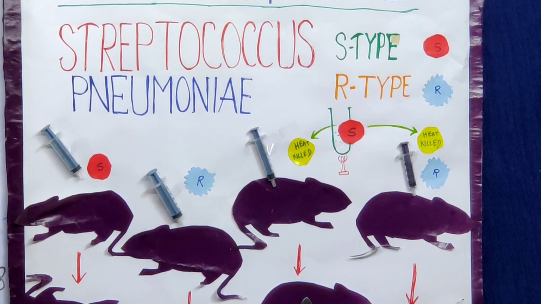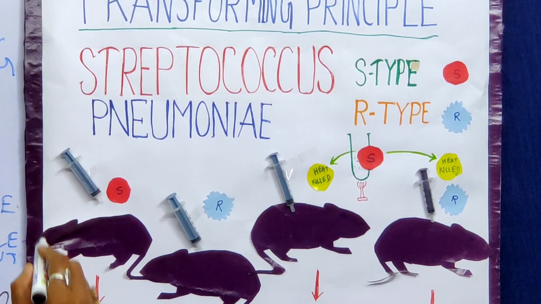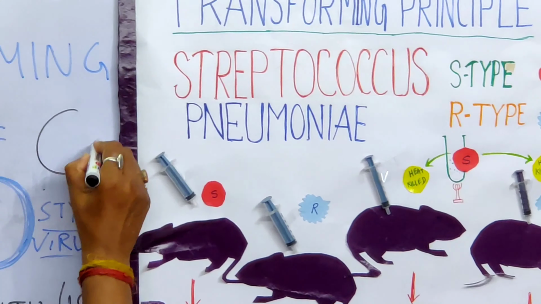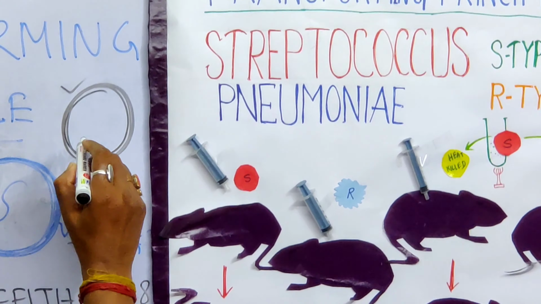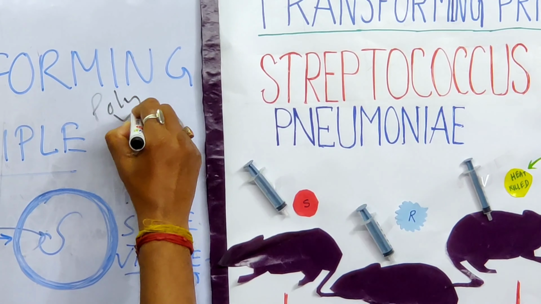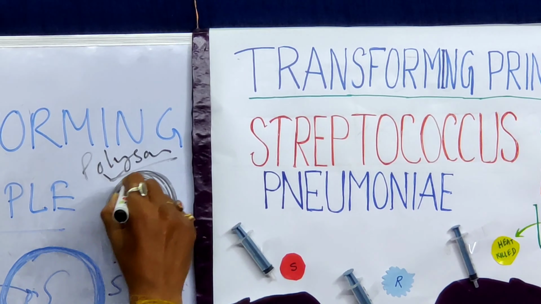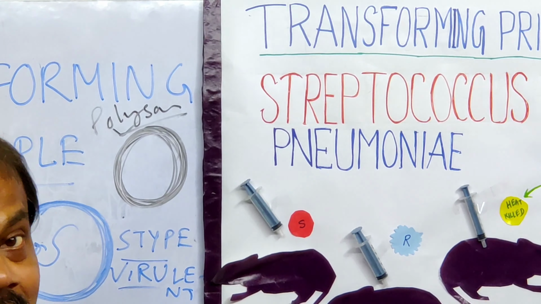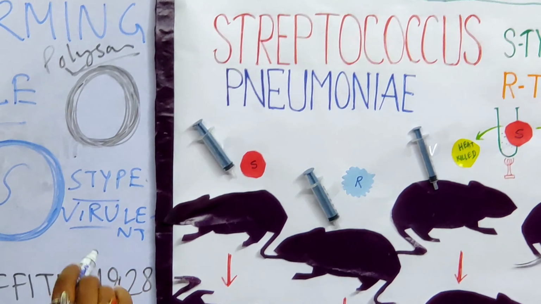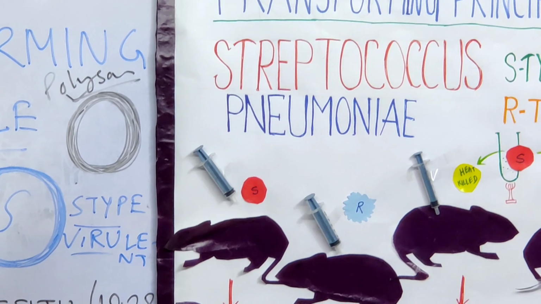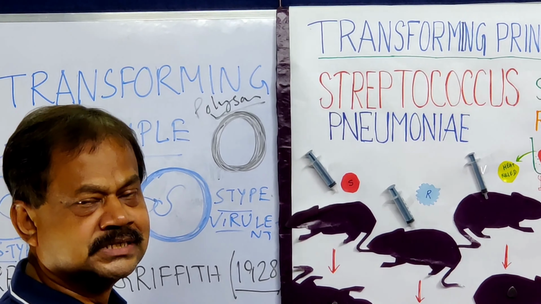So what is the main difference between S and R? In S, there is an outside covering, that is why it is called smooth. It is polysaccharide. One polysaccharide covers it, which makes a capsule or covering, that's why it is smooth, called S type. And in the case of R type, this polysaccharide capsule is absent. No covering is there, that's why it is called rough, and it is avirulent, meaning non-poisonous.